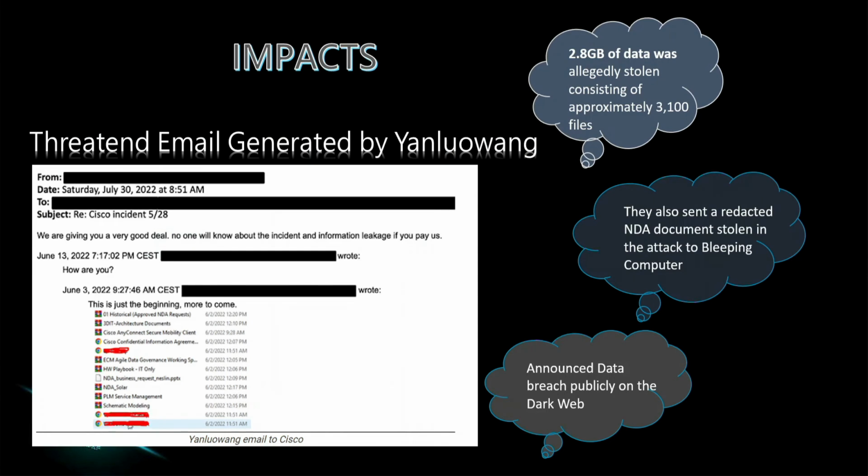And obviously it had a huge impact. They actually stole 2.8 GB of data, including 3,000 files, and they announced the data breach publicly on the dark web as well. And this is a screenshot of a threatening email which was generated by the Yanluowang group in the Cisco data breach.